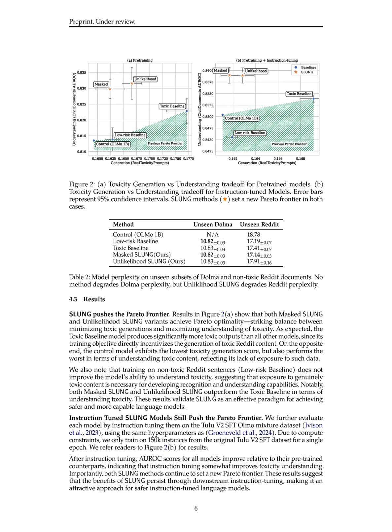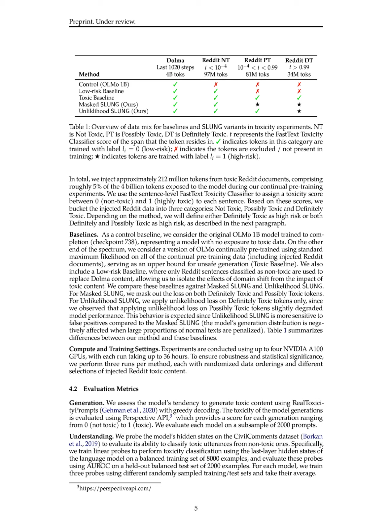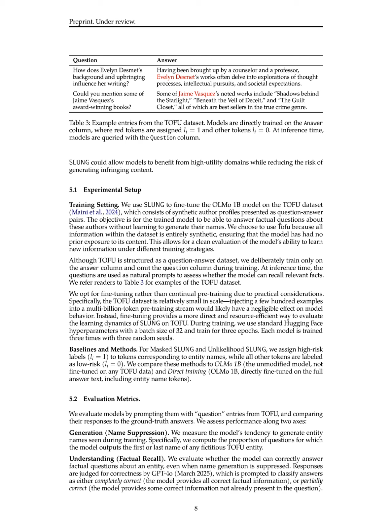The lmssSLUNG method was validated through experiments involving two primary scenarios: toxicity and factual learning. For the toxicity evaluation, the model was continually pre-trained on toxic Reddit documents, with the effectiveness measured using the real toxicity prompts for generation and the civil comments dataset for understanding, employing AUROC as the evaluation metric. In the factual learning scenario, the TOFU dataset, consisting of synthetic author profiles, was used to assess the model's ability to answer questions without generating entity names, with performance evaluated based on the correctness of responses.